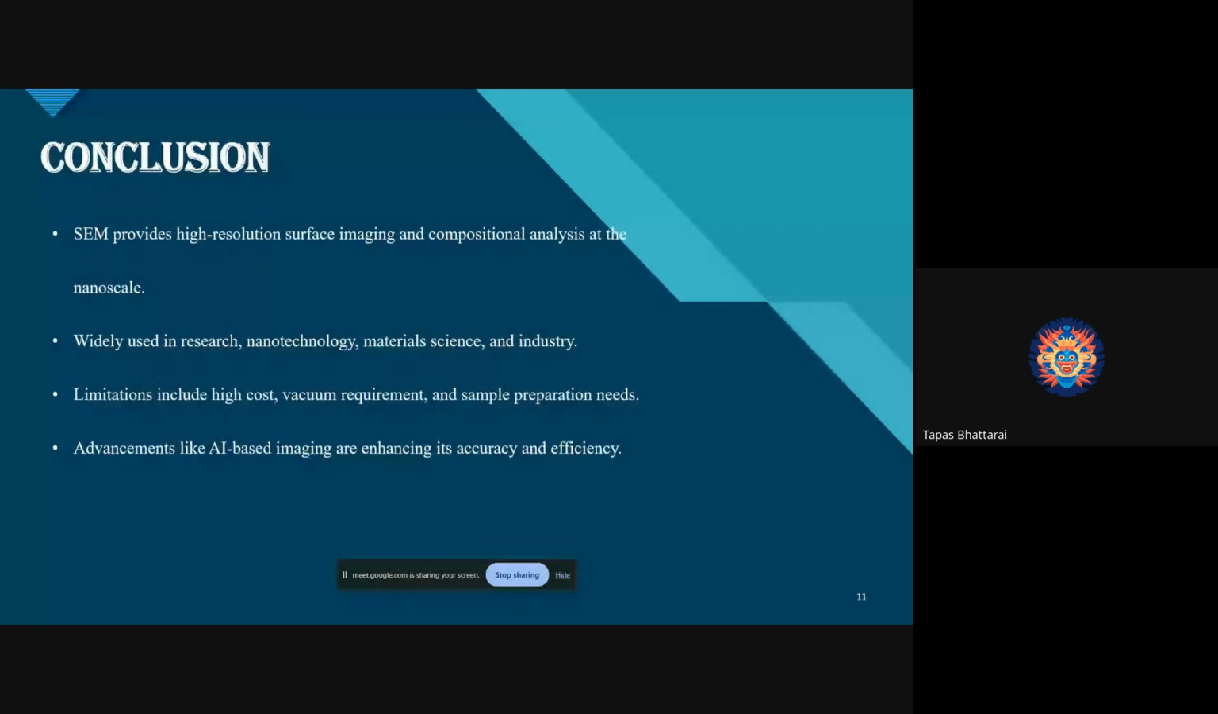So lastly, I would like to conclude by saying that SEM provides high-resolution surface imaging and compositional analysis at nanoscale. It is widely used in research, nanotech, material science, and industries. However, it has its limitations that include high cost, vacuum requirement, and sample preparation needs. However, advancements like AI-based imaging are enhancing its accuracy and efficiency.